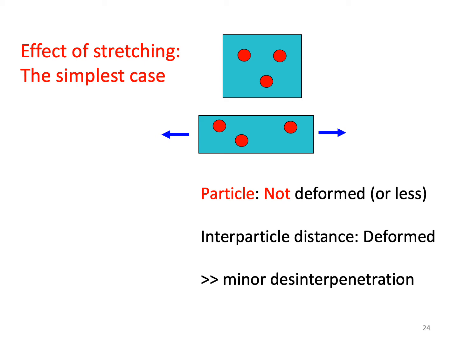So now, what is the effect of stretching on this material? Well, I first consider the simplest case. I've drawn three nanoparticles, and you see that when you stretch the material, imagine the particle is not deformable, so it remains a sphere, but the interparticle distances are deformed. This actually corresponds to a kind of minor disinterpenetration.